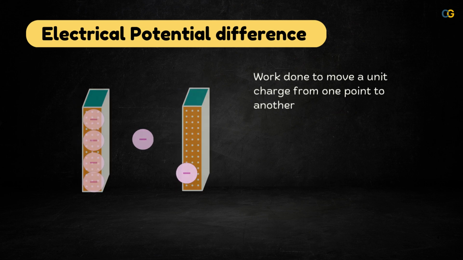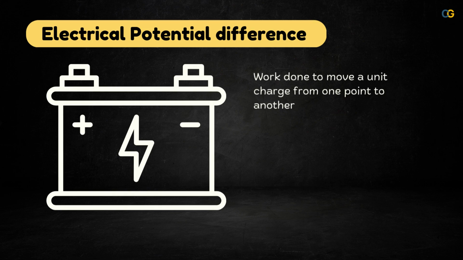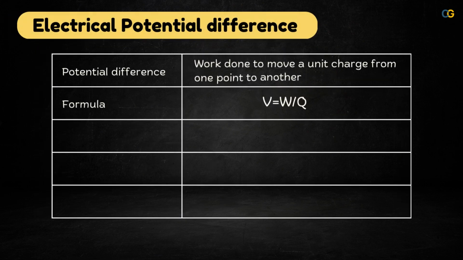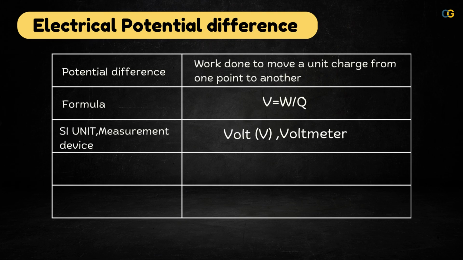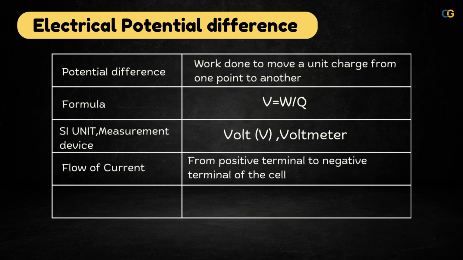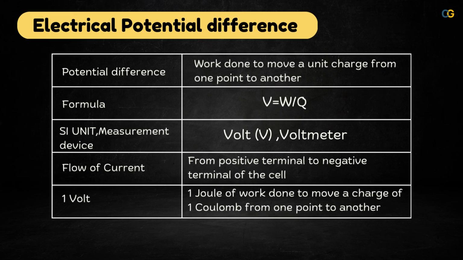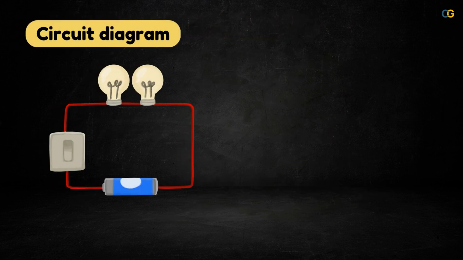This potential difference is given by work done by charge, which is V is equal to W by Q. The SI unit of measurement is volt, represented by a capital V, and it is measured using the voltmeter device. The flow of current is always taken from positive terminal to the negative terminal of a cell. So 1 volt is basically 1 joule of work done to move a charge of 1 coulomb from one point to another.